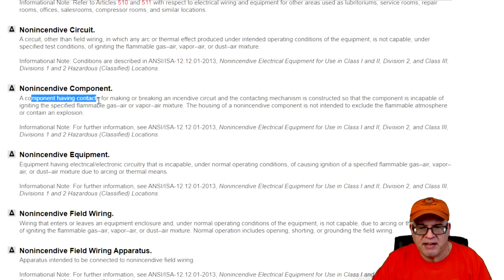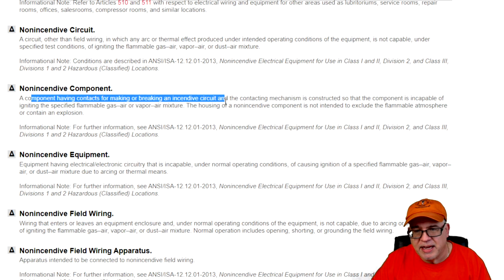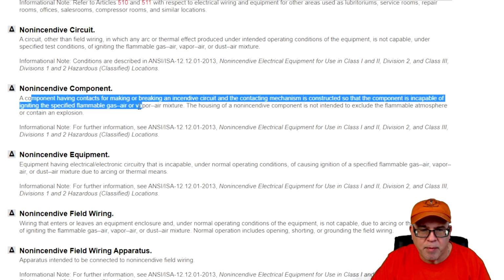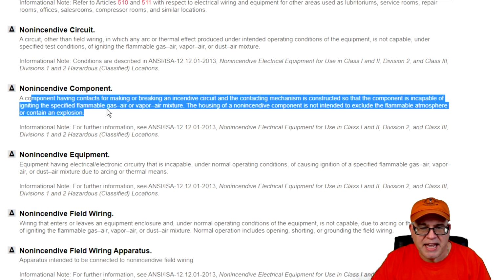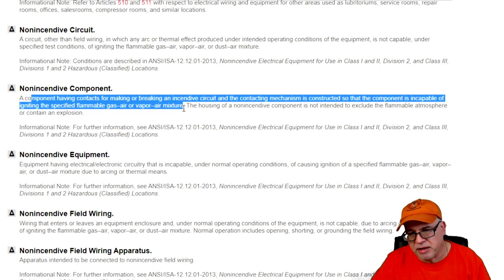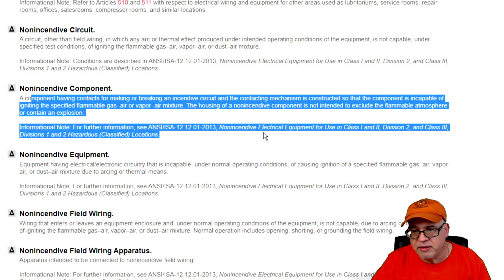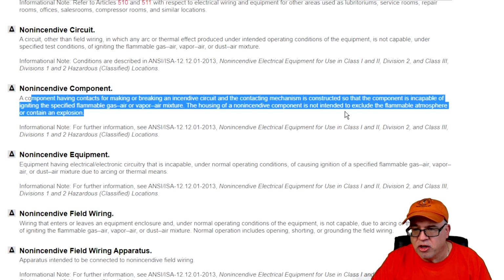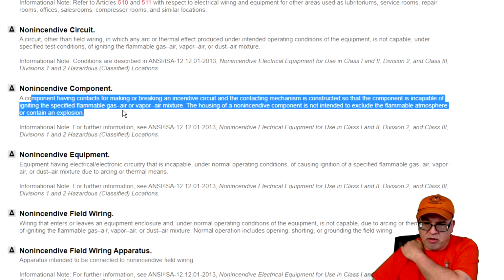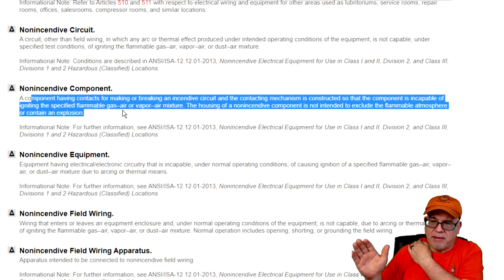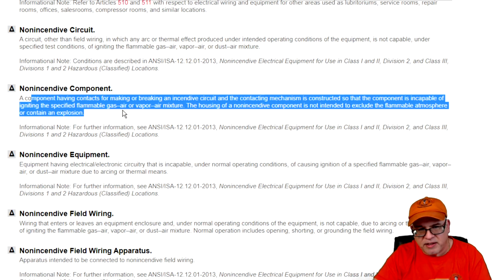So it's a component having contacts for make or break, creating an arc, breaking an incendive circuit, and the contact mechanism is constructed so that the component is incapable of igniting a specific flammable gas in air or flammable vapors in an air mixture. The housing of a non-incendive component is not intended to exclude the flammable atmosphere or contain an explosion. Okay, so it's not intended to exclude the flammable atmosphere. It's just within itself containing the incendive circuit that could create the arc. Okay, so it's about the component, right?